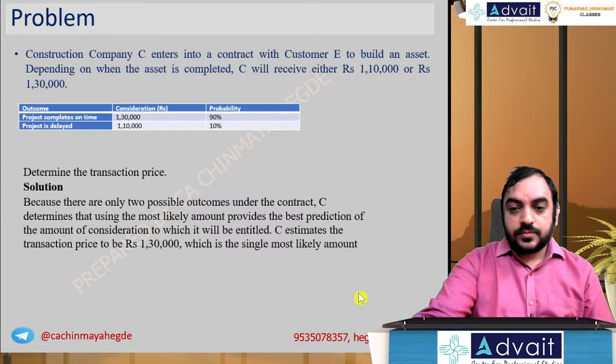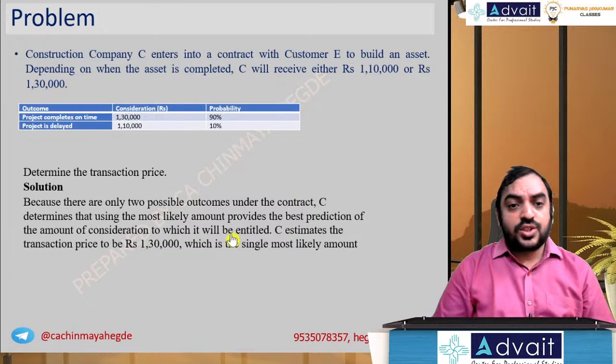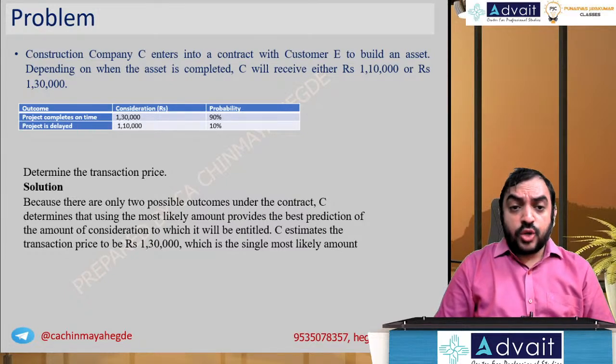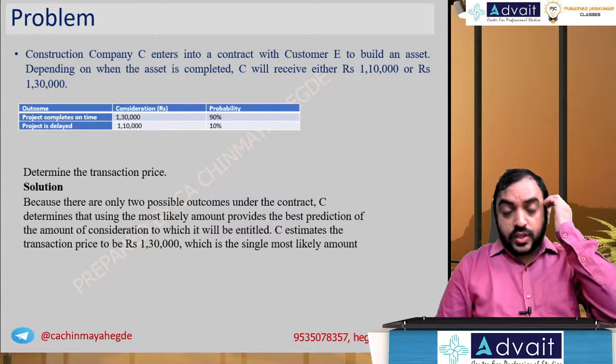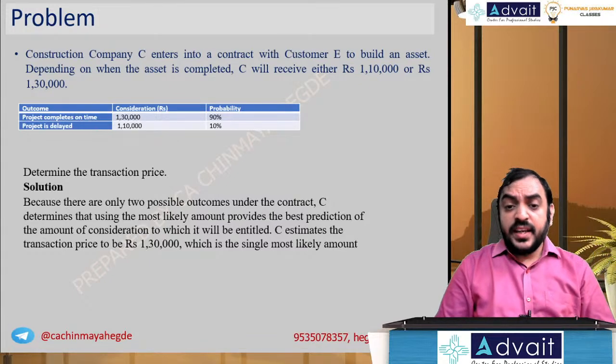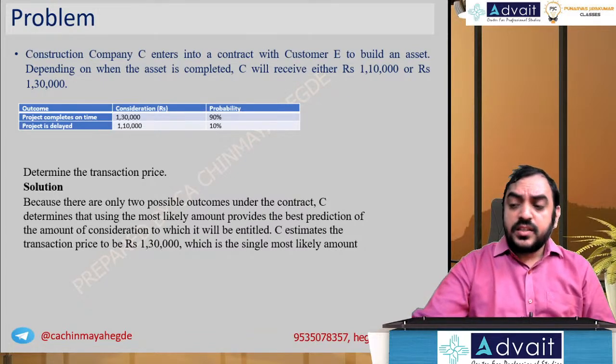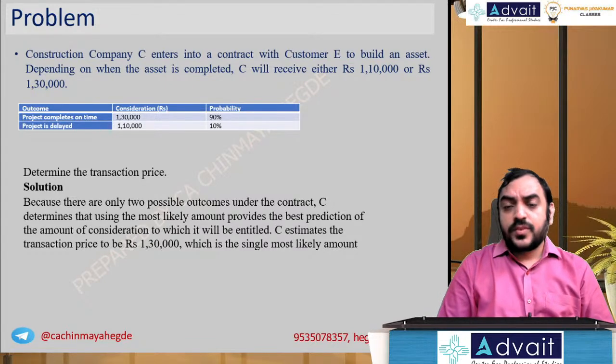Next one. A construction company enters into a contract with customer E to build an asset. Depending on when the asset is completed, C Limited will receive either 1,10,000 or 1,30,000. So consideration 1,30,000, 90% probability. Consideration 1,10,000, 10% probability. Determine the transaction price. Okay, this is one you have to keep in mind.